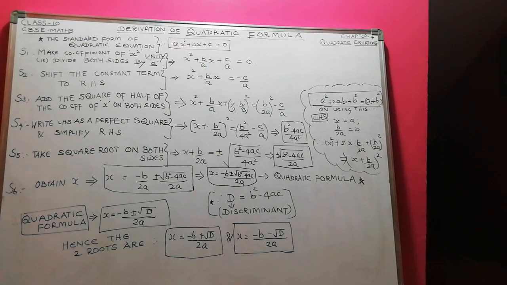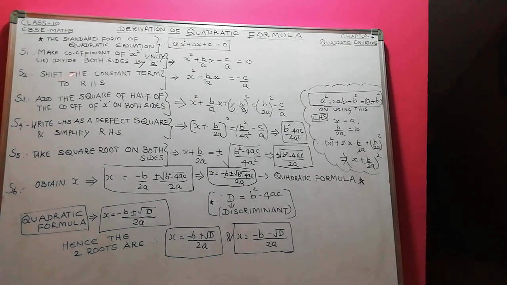How will you achieve this? You have to divide throughout by a, that is, both the left hand side as well as the right hand side. When you divide all the terms by a, on the left hand side, ax squared by a, the a gets cancelled and you get x squared, and bx by a gives b by a x, plus c by a, that is equal to 0 by a, which is 0. So this is the first step.